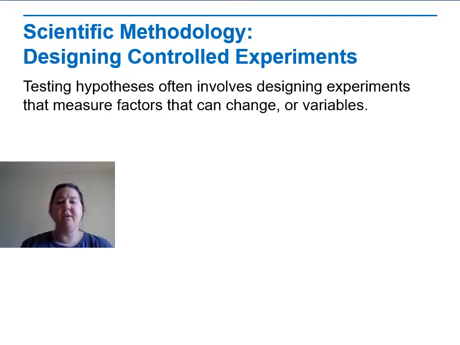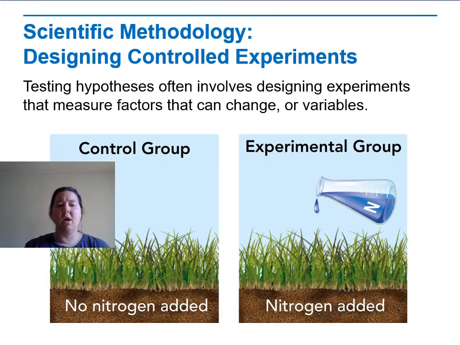Testing hypotheses often involves designing experiments that measure factors that can change, called variables. In this experiment, we're talking about how grass grows. Our hypothesis is that location B had more nitrogen. So in our control group, we have no nitrogen, and in our experimental group, we're going to add nitrogen. So the amount of nitrogen is the variable. That's what we're changing.